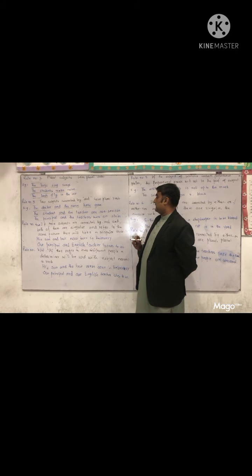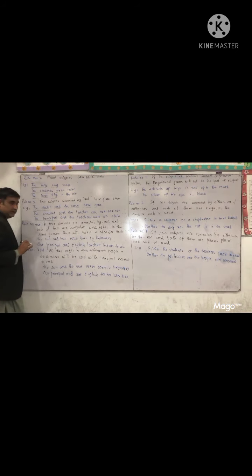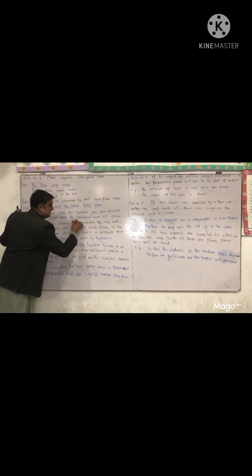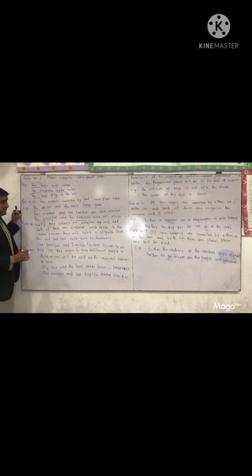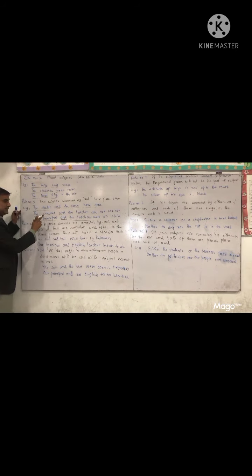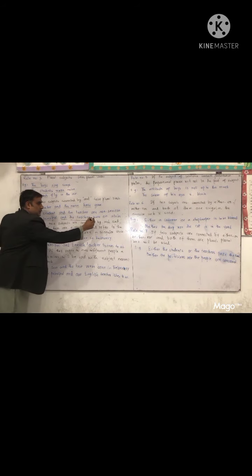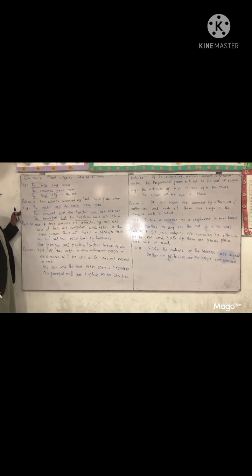'The principal and the teachers were on a strike.' Here the principal is singular. This is one subject, and the teachers is plural. This is another subject, and these two subjects are connected by 'and'. One is singular and the other is plural. Even then they take a plural verb, 'were on strike'.